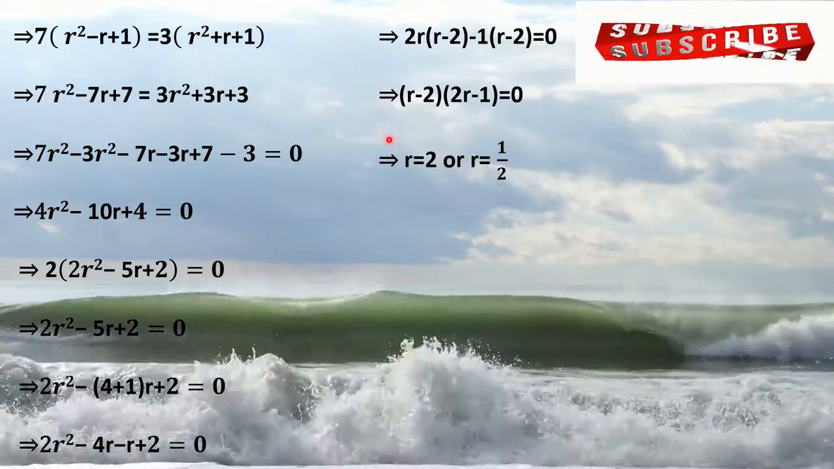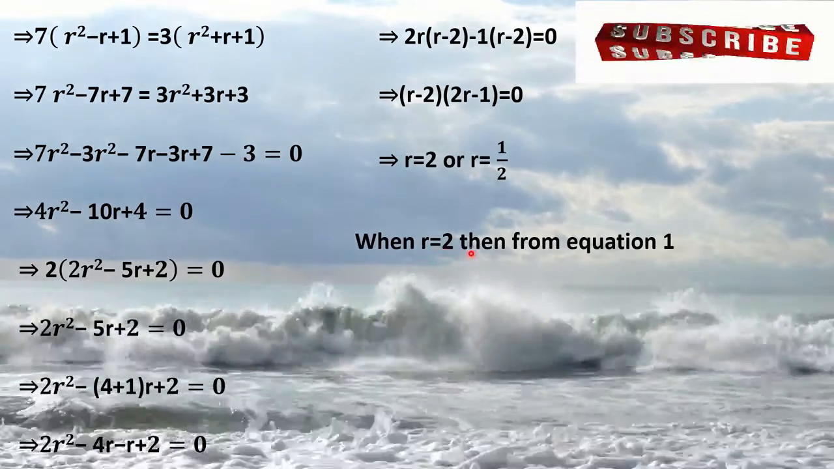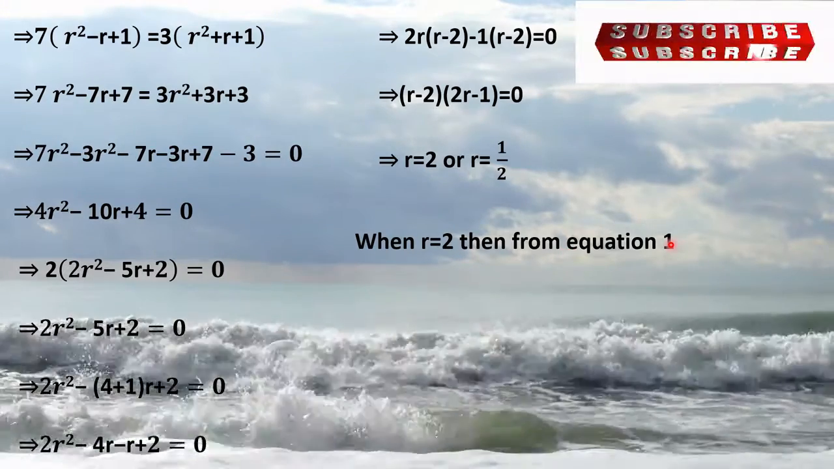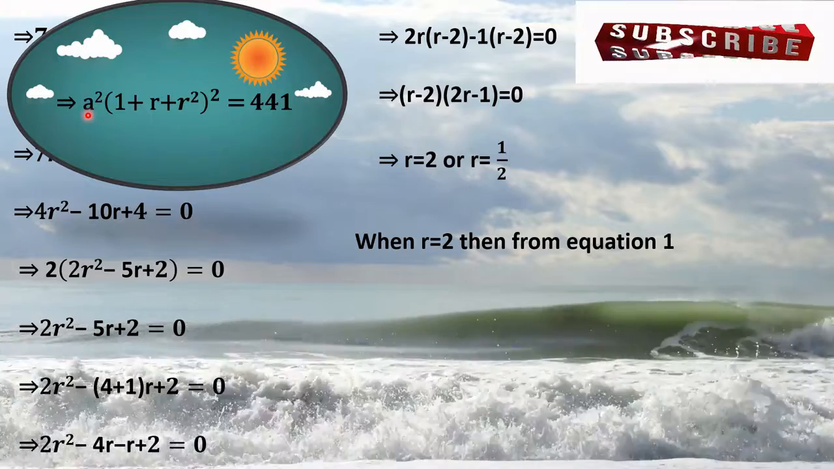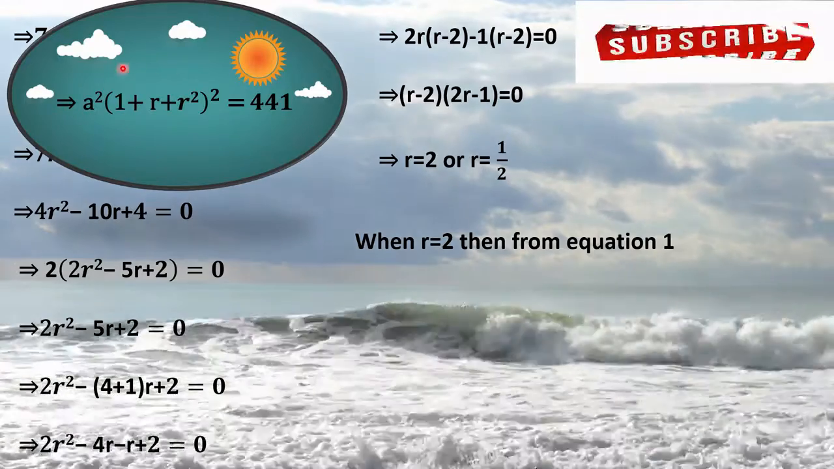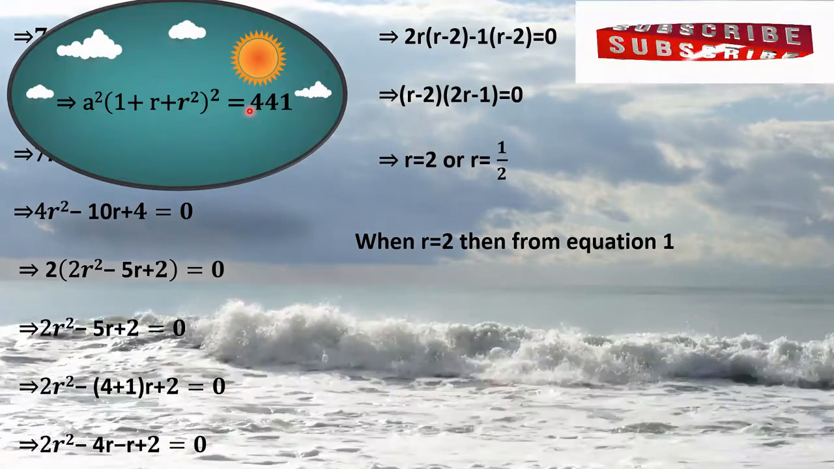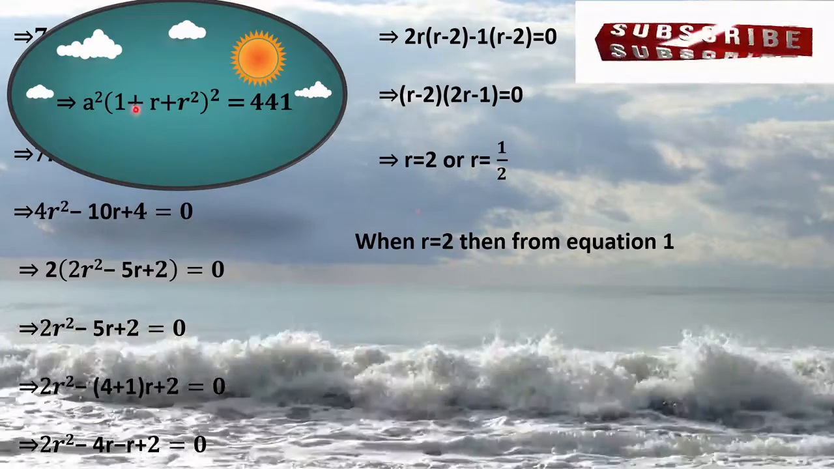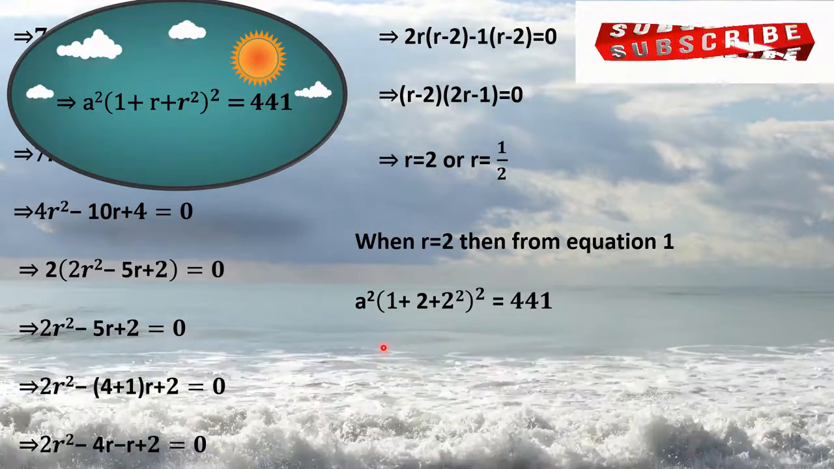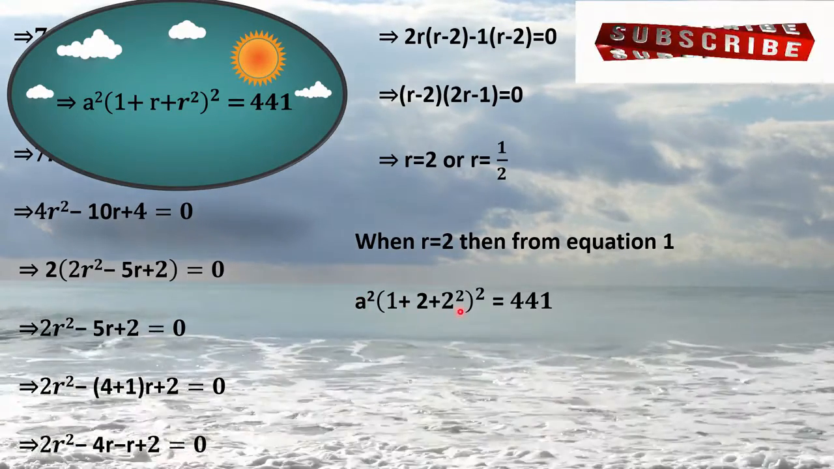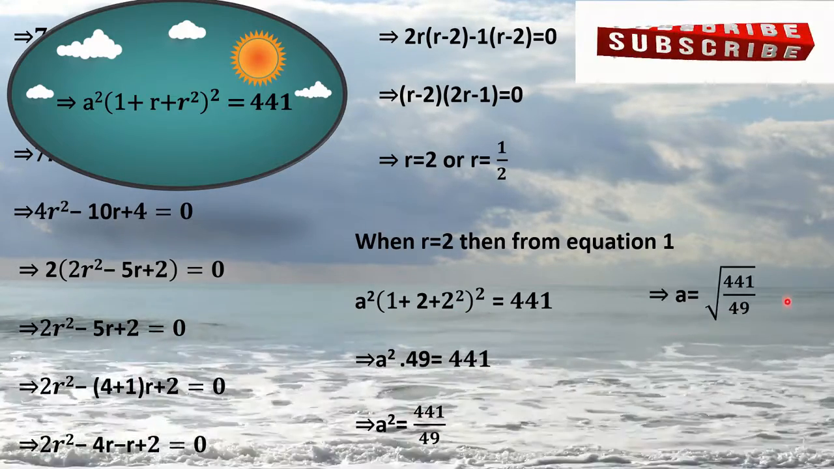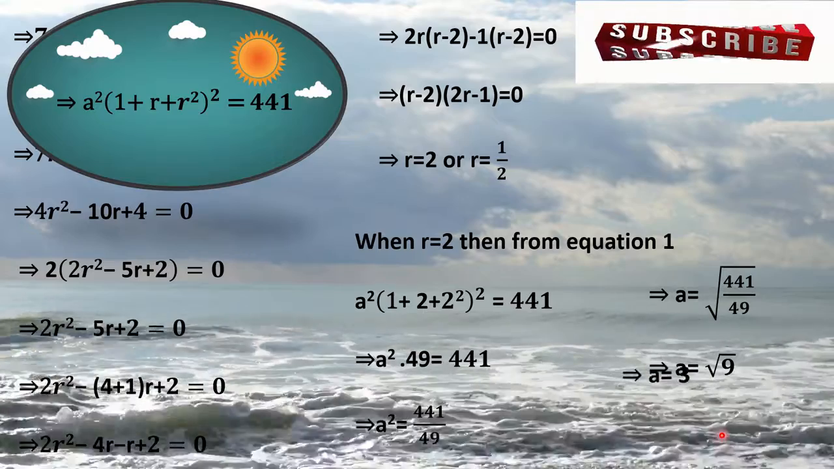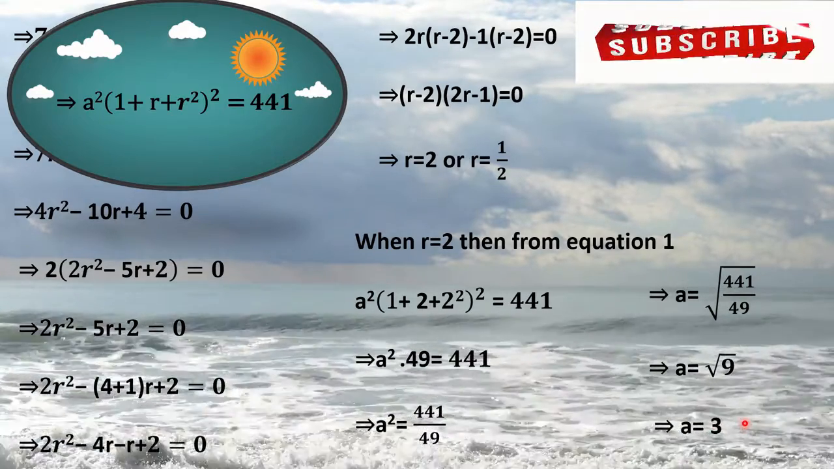So when r is equal to 2, then from equation 1, what is our equation 1? Equation 1 is this one. So let's input the value of r over here. So we kept the value of r over here. We will simplify to get ultimately a as 3.